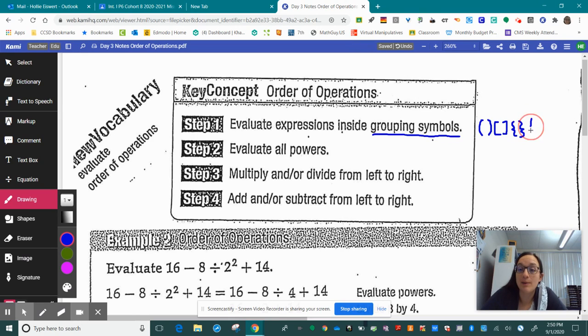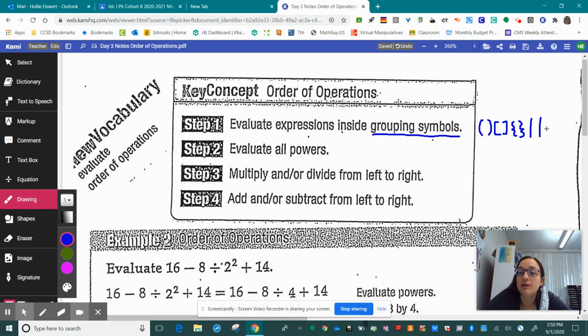We also have absolute value symbols, which you've seen before, but you haven't quite seen to the level where there's expressions inside the absolute value. You have to make sure you simplify what's inside those grouping symbols first before evaluating your expression.